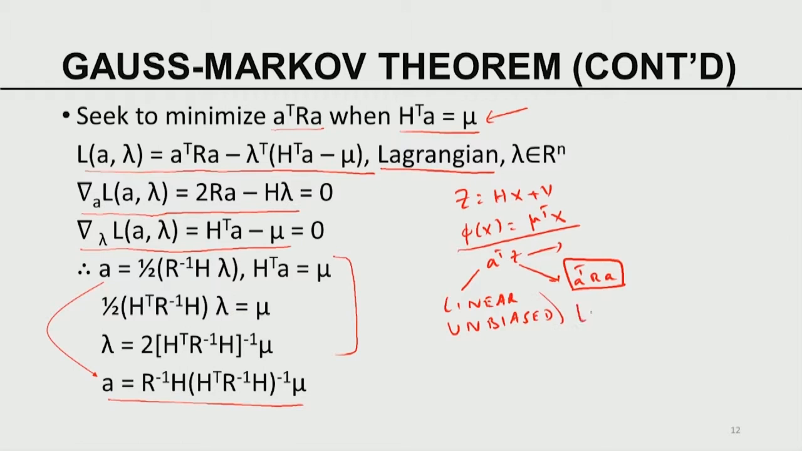Therefore, it is already linear unbiased. I want to be able to introduce a B to that. I want to make it a BLUE. To make it a BLUE, I have to minimize this with respect to A.